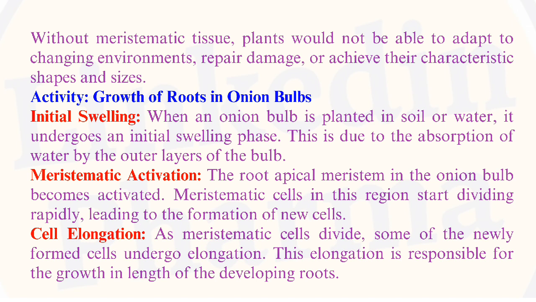Activity: Growth of roots in onion bulbs. Initial swelling. When an onion bulb is planted in soil or water, it undergoes an initial swelling phase. This is due to the absorption of water by the outer layers of the bulb. Meristematic activation. The root apical meristem in the onion bulb becomes activated. Meristematic cells in this region start dividing rapidly, leading to the formation of new cells.